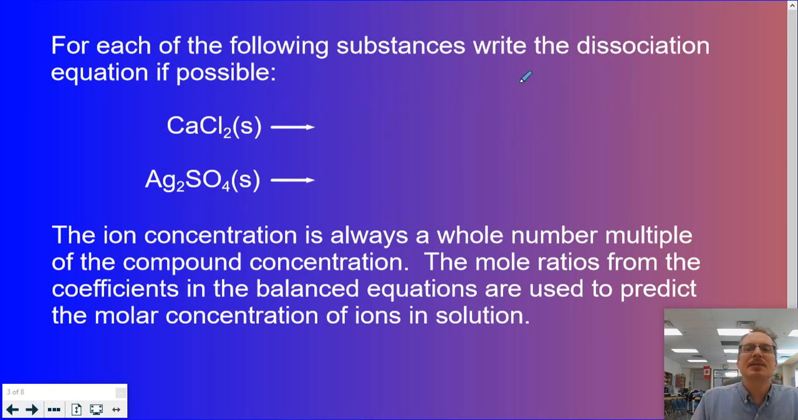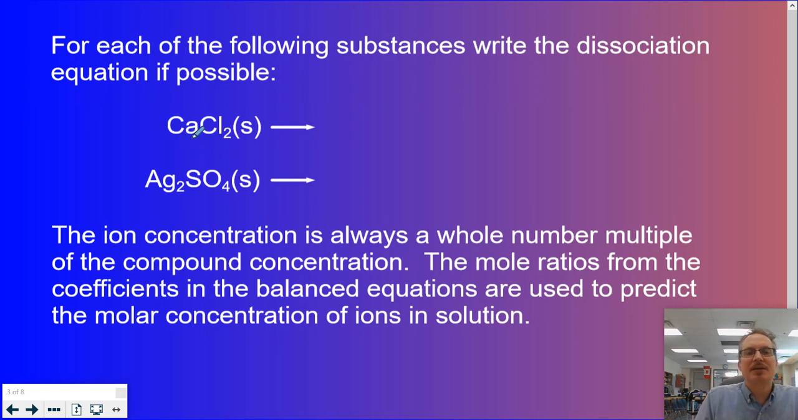For each of the following substances, write the dissociation equation if possible. I say if possible because if our substance does not dissociate, meaning if it's a weak acid, if it has a low solubility when it comes to ionic, or a base, it will not dissociate. Can you take a second and try these two for yourself, then unpause the video to check your work?